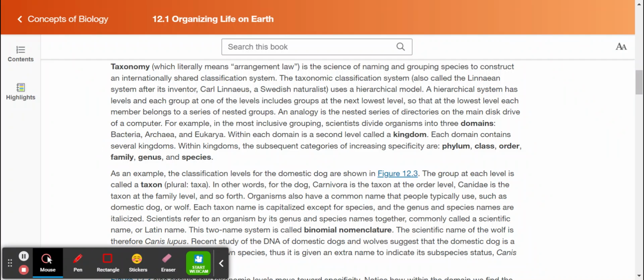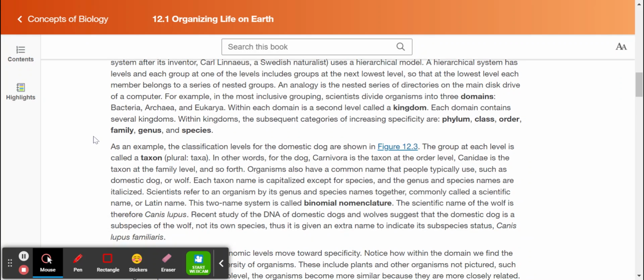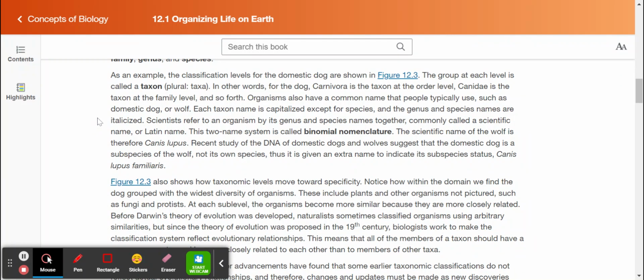An analogy is the nested series of directories on the main disk drive of a computer. For example, in the most inclusive grouping, scientists divide organisms into 3 domains: bacteria, archaea, and eukarya. Within each domain is a second level called a kingdom. Each domain contains several kingdoms. Within kingdoms, the subsequent categories of increasing specificity are phylum, class, order, family, genus, and species. As an example, the classification levels for the domestic dog are shown in Figure 12.3.